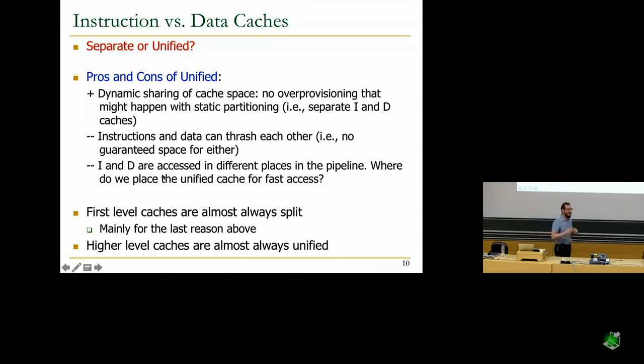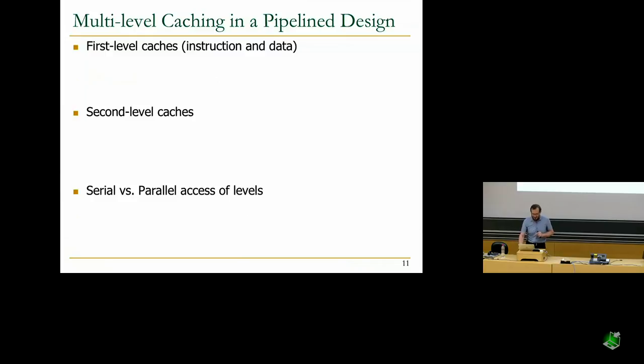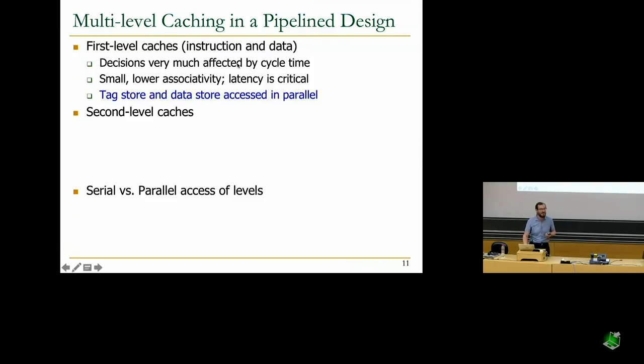So now you can see that the cache design is different at different levels, because you have different constraints at different levels. Okay, so that brings me to the next point, which I already covered last time, actually. If you have multi-level caches in a pipeline design, you have first-level caches, instruction and data are usually separate, and the decisions are very much affected by the frequency of the processor, the cycle time. As a result, first-level caches are usually smaller, lower associativity, because latency is critical for them. And as a result, again, tag store and data store are accessed in parallel. We discussed this also, so that you can get the data quickly if you hit in the cache. If you miss in the cache, you waste some power. But these caches are small, so maybe they don't waste as much power.